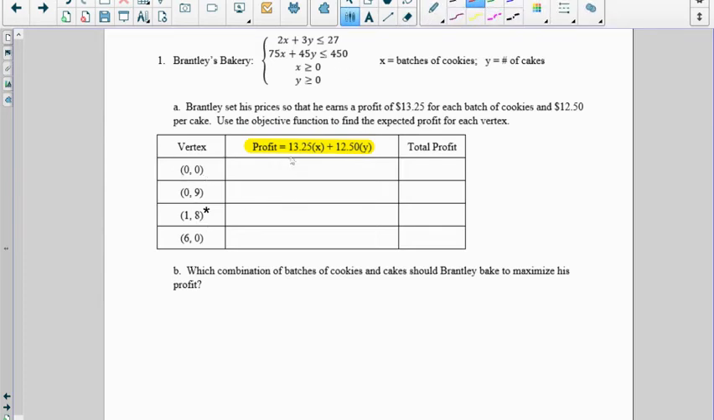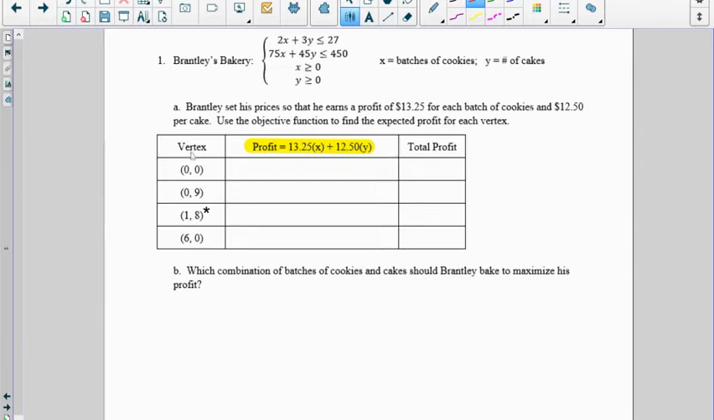All right. Now, once we have our objective function, it's important to point out that these aren't the only combinations of cookies and cakes that he could make. I mean, he could make 2 batches of cookies and 2 cakes, 3 batches of cookies and 4 cakes, 1 batch of cookies and 5 cakes. I mean, he could make a lot of different combinations.